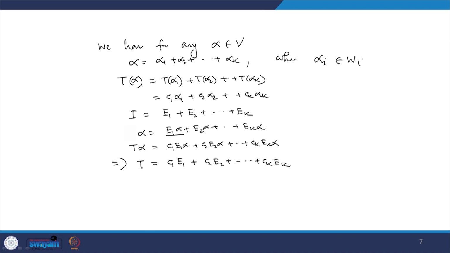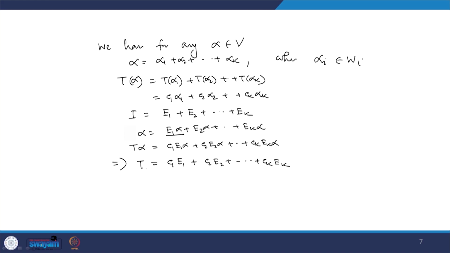So, when T is diagonalizable, then T of alpha, where alpha is equal to E1 alpha plus E2 alpha plus Ek alpha, will be T of E1 alpha plus T of E2 alpha plus T of Ek alpha. But T of E1 alpha is equal to C1 E1 alpha, because E1 alpha is an eigenvector associated to the eigenvalue C1. So, similarly, I will have T equal to C1 E1 plus C2 E2 plus Ck Ek.